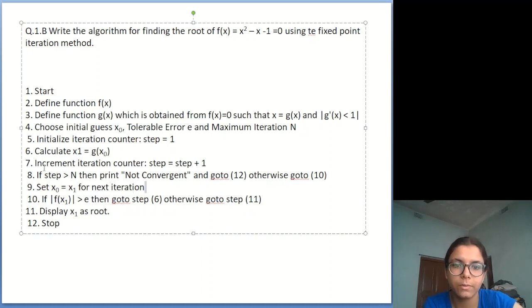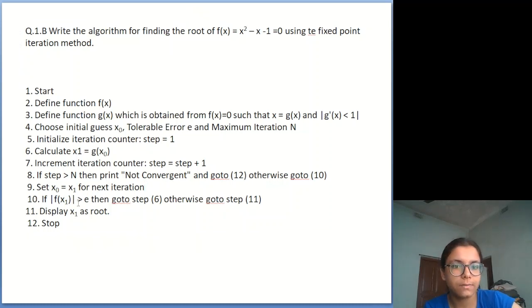this was the point of writing the step, which was we have to set x0 equals x1. After doing this, if the function x1 is greater than e, then go to step 6. If it is greater than e, then again we have to calculate, and if it is not greater than the e, you have to firstly initiate your e as well. And so otherwise you just have to display the x1 as the root, and with that we would stop the algorithm.